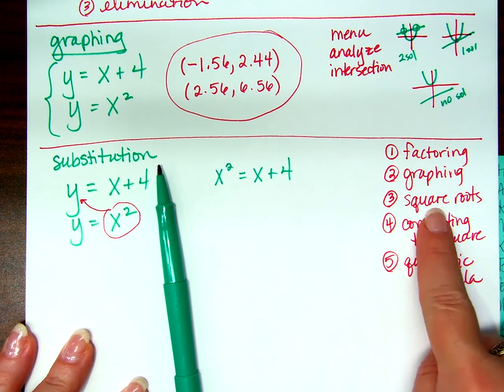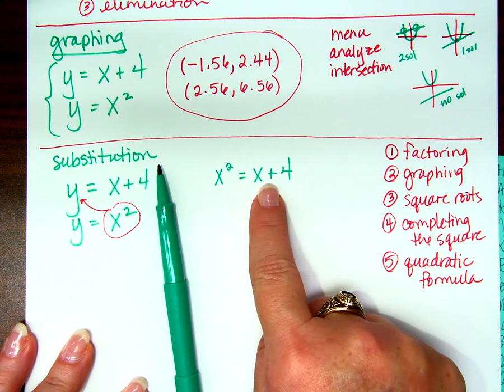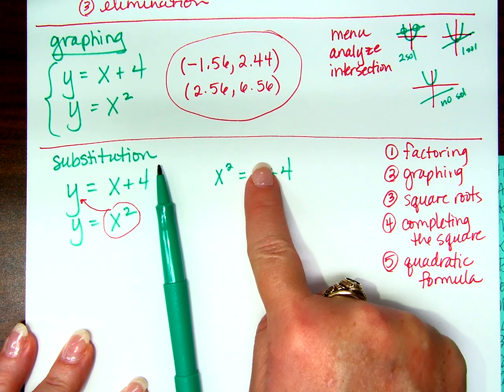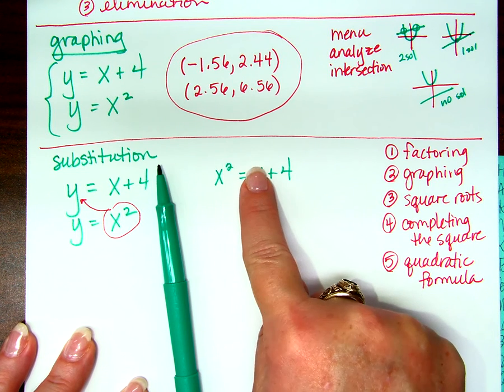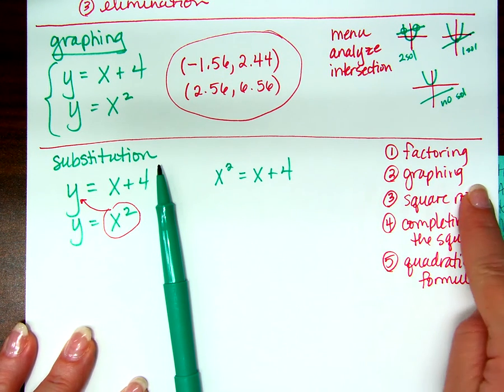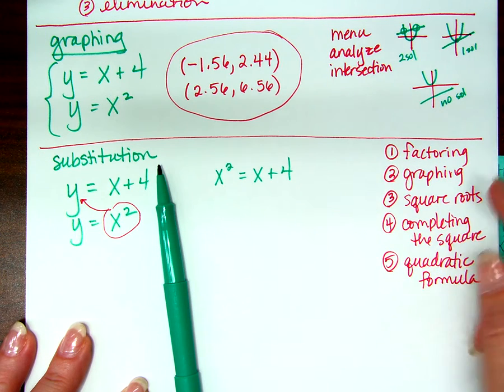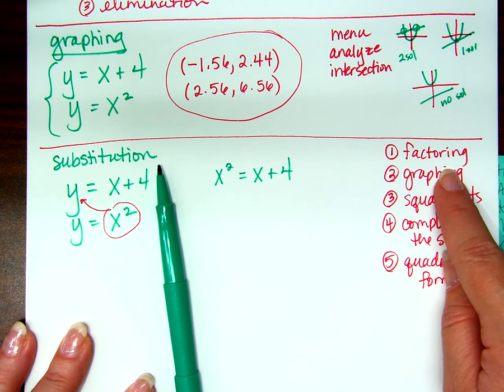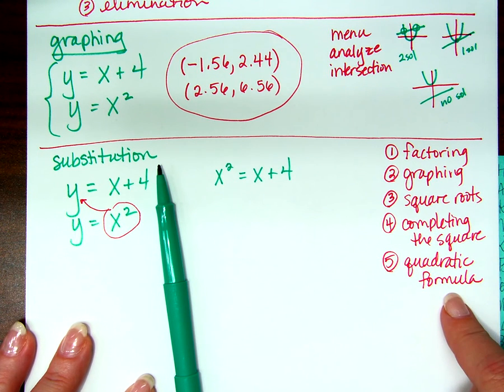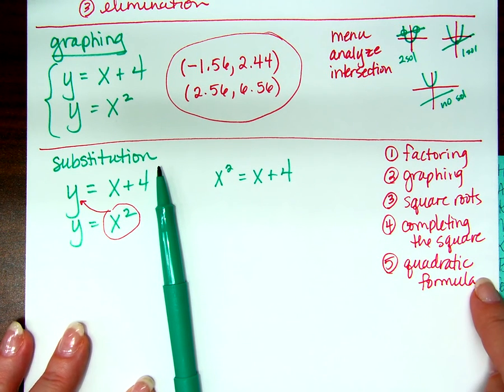So, can we solve this with square roots? Can I just take the square root of both sides? Well, I could if this x wasn't here, right? But since there's an x squared and an x, I can't use square roots, can I? Well, we already decided we don't want to do graphing because we already did it and it's messy. Factoring, completing the square, and quadratic formula. Those are our choices that are left.